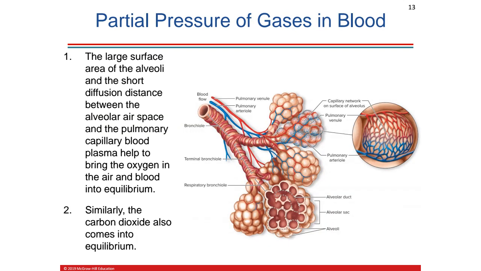In the previous slide, we saw that the alveolar air partial pressure of oxygen was 105 millimeters of mercury, and we saw that the arterial PO2 was 100 millimeters of mercury. So you'll note that they're very close. We'll talk about why they're different, but for now, let's talk about why they're so close.